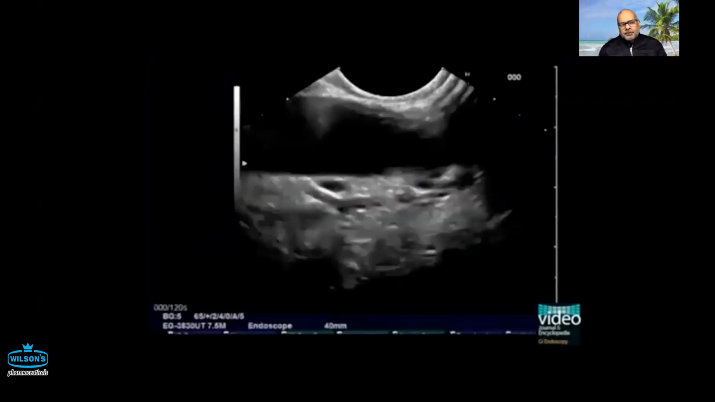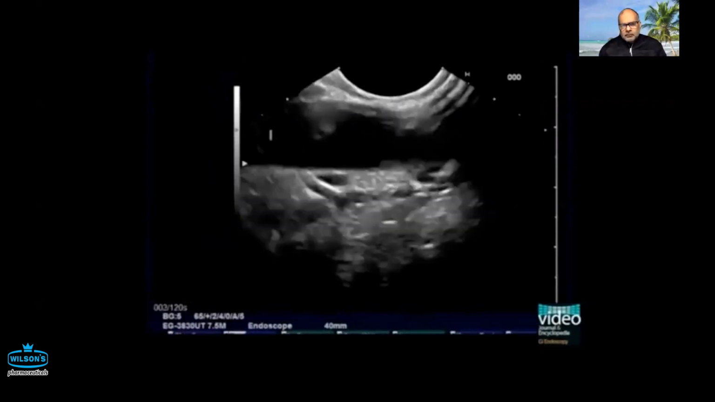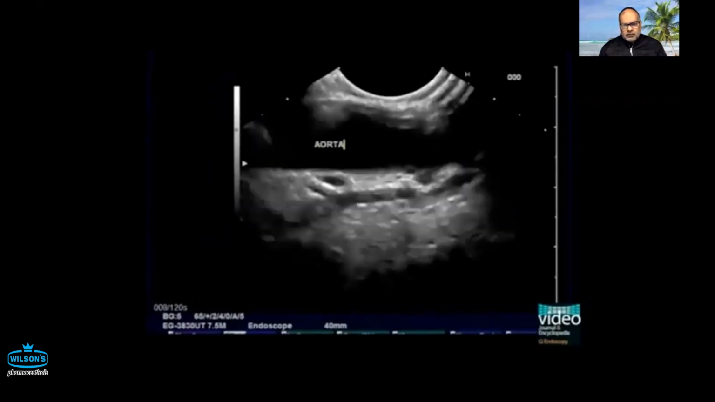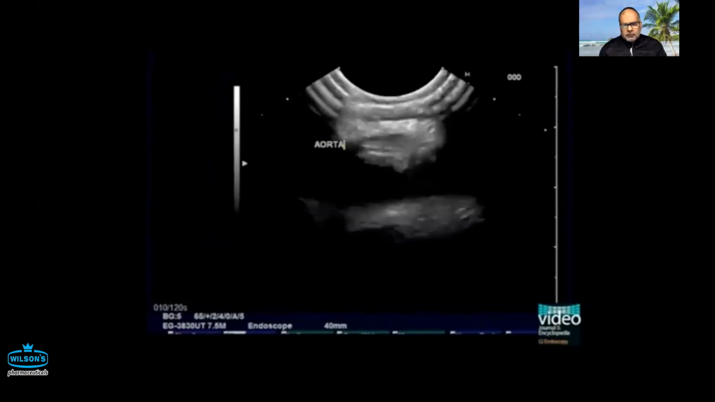The descending aorta is located in a location posterior to the esophagus. When the scope is pulled back slowly, the descending aorta is traced up as a large tubular structure which forms a bright, deep interface with the left lung.